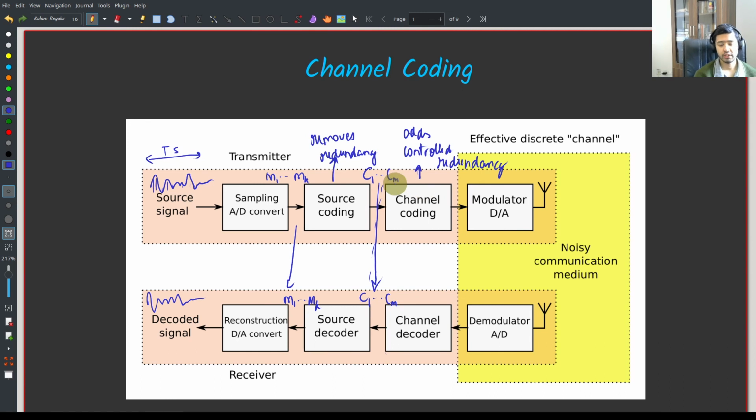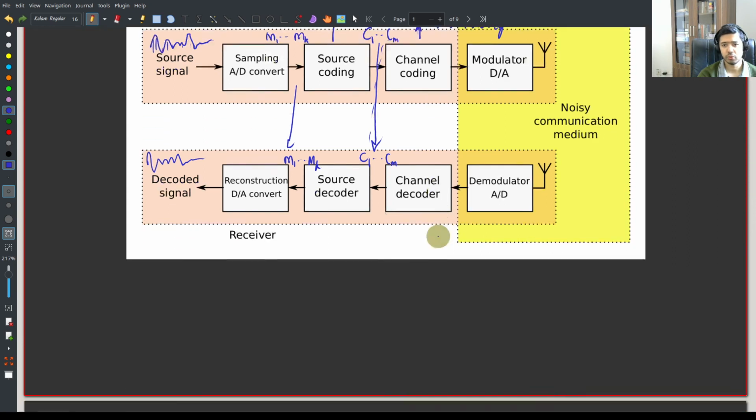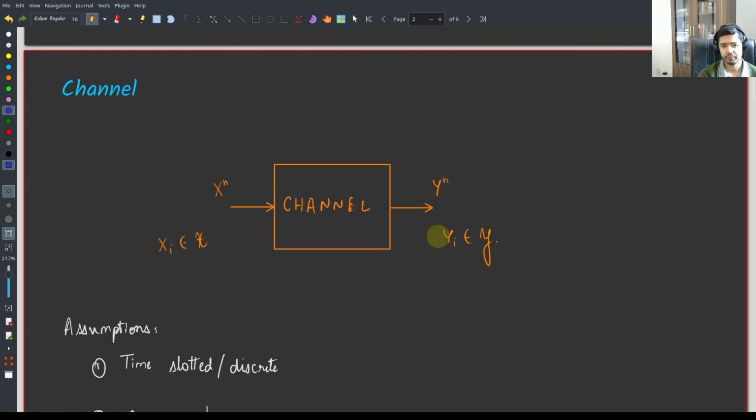So you add redundancy in a careful manner such that even though some of the bits could be in error, maybe flipped or corrupted by the channel, you can still recover the original information from that. Right? So that's the goal of channel coding.